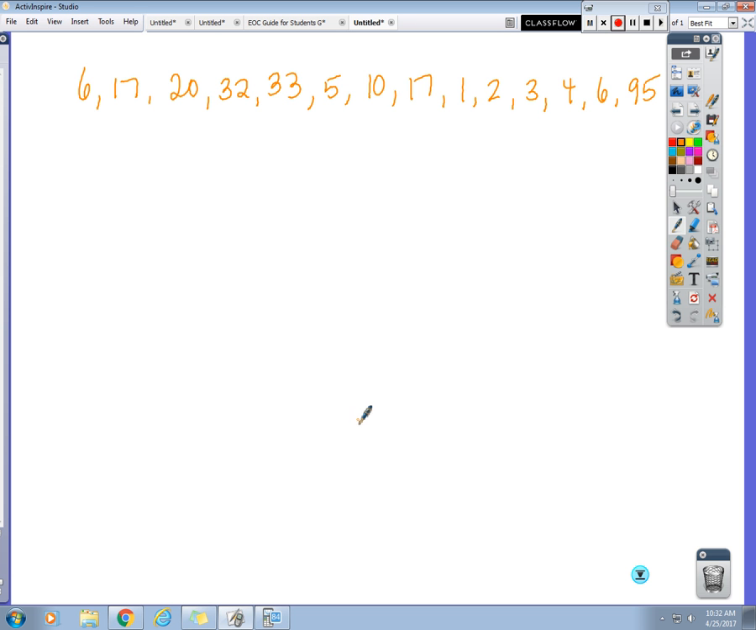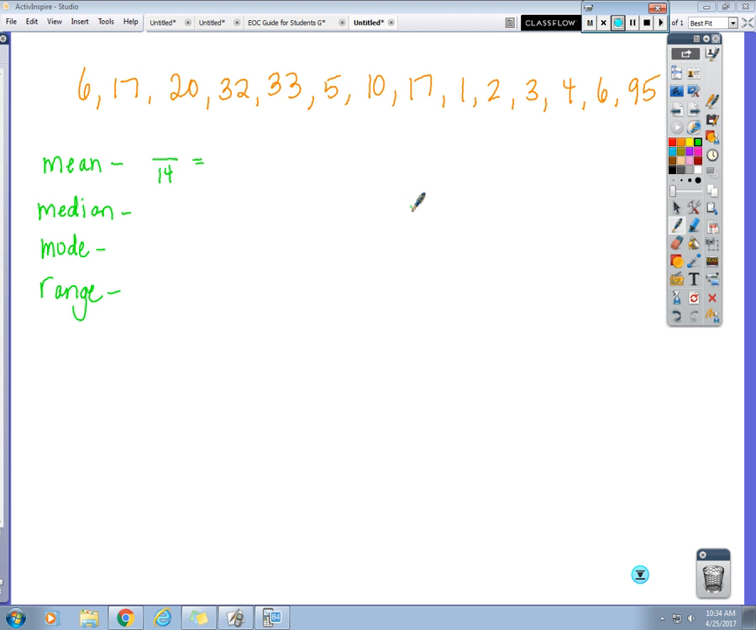Now what we're going to do is go over the measures of central tendency first. The measures of central tendency are mean, median, mode, and range. Okay, how do you calculate the mean of a data set? Right, you add them all up and divide by how many there are. So go ahead and do that. Everybody needs to do it, not just 1 or 2 people.